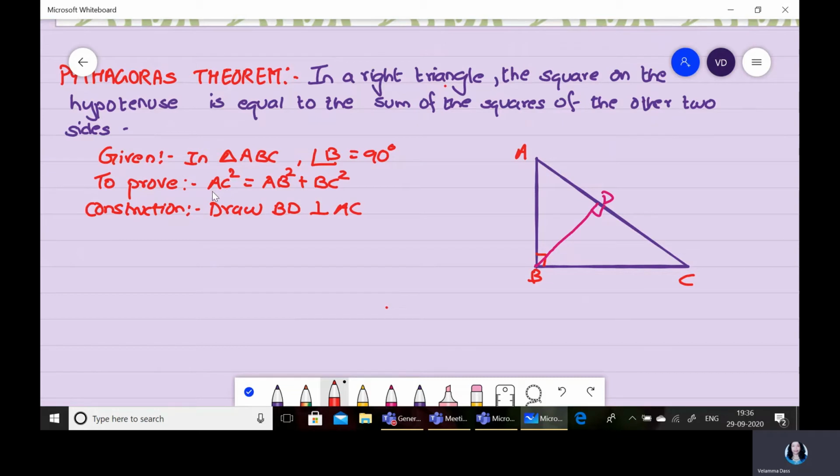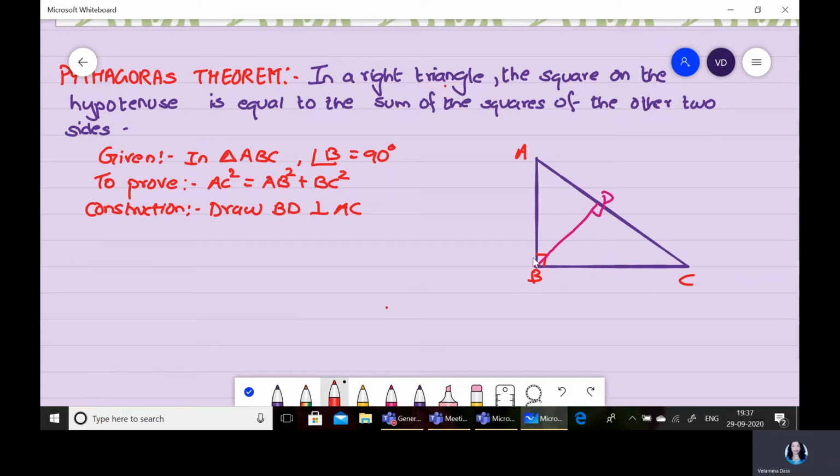Now when we see the LHS and RHS, let's consider the RHS first. First we will find AB square, next we will find BC square, and after finding them, we are going to add them. To find AB square, we consider the two triangles in which the side AB exists: triangle ABC and triangle ABD. If we prove that the smaller triangle and the bigger triangle are similar, we can find AB square, using the property that in similar triangles corresponding sides are proportional.